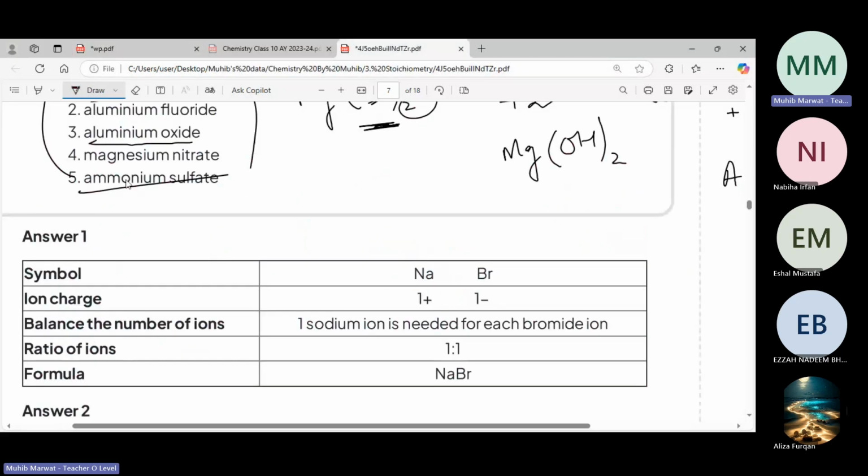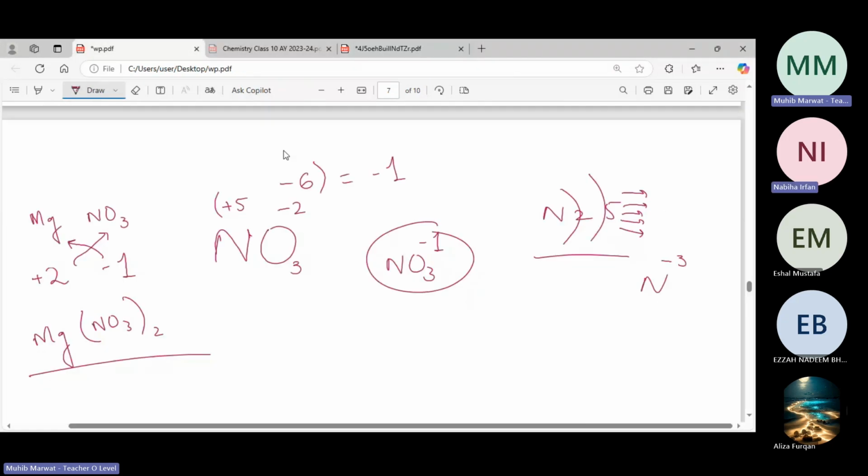Okay, now ammonium sulfate. Who will tell me about the ammonium sulfate? Let me divide this question into two. Nabiha, are you here with us? You and Iza will combine together to answer this question. First of all, Nabiha, tell me, what should be the total charge on sulfate ion?